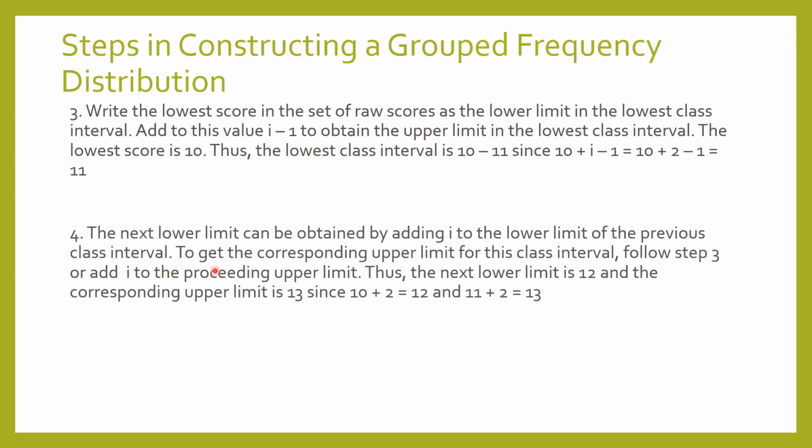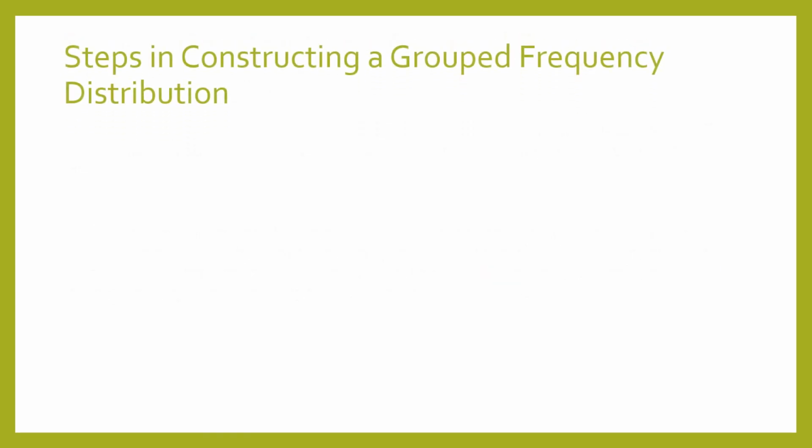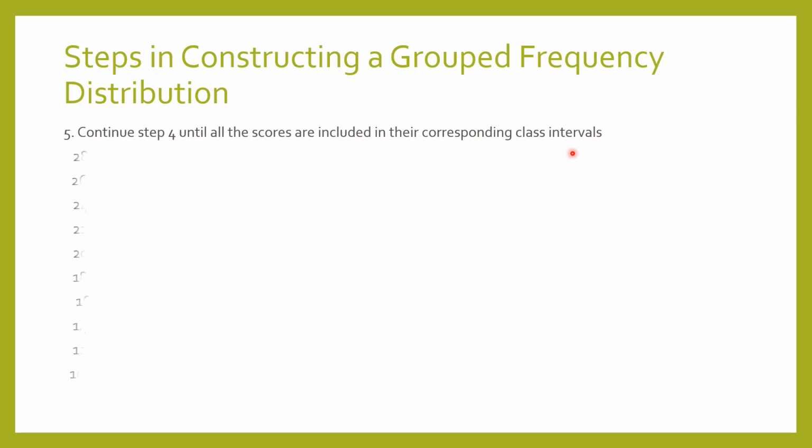Next, number 4: the next lower limit can be obtained by adding I to the lower limit of the previous class interval. To get the corresponding upper limit for this class interval, follow step 3, or add I to the preceding upper limit. Thus, the next lower limit is 12 and the corresponding upper limit is 13. So 10 plus 2 equals 12, and 11 plus 2 equals 13. Plus 2, plus 2. Next, step 5: continue step 4 until all the scores are included in their corresponding class intervals, like this.